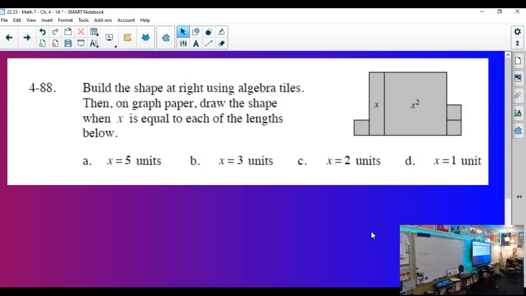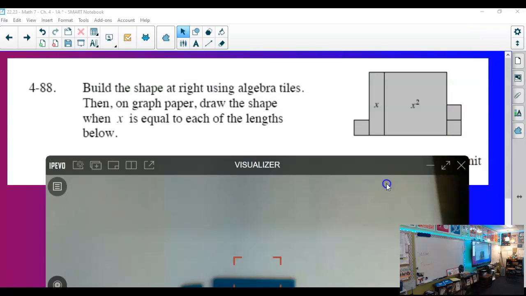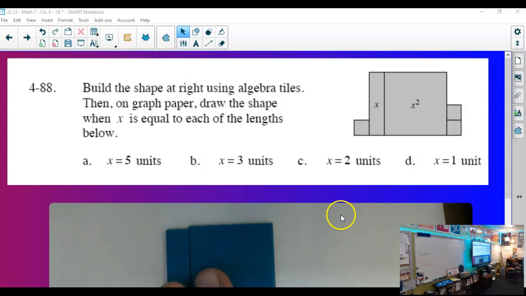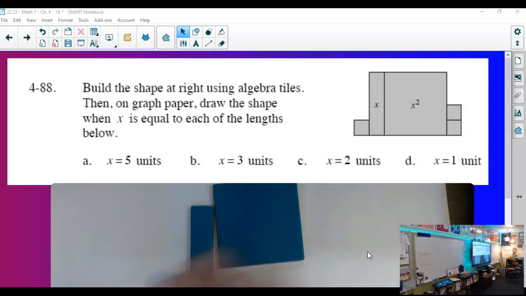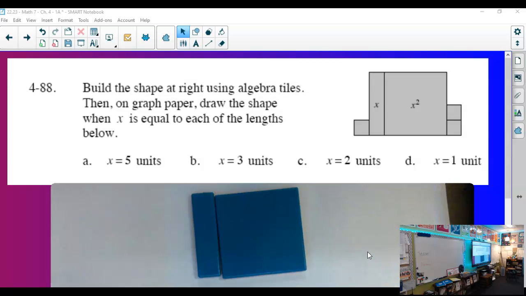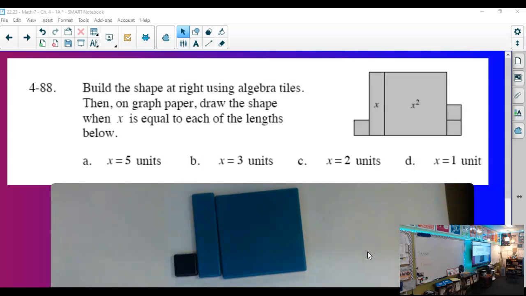What color is our x and x squared tiles? Those are the light blues, right? Those are the light blues. So we want an x squared, an x next to it, and a little 1, and a couple 1s over here.